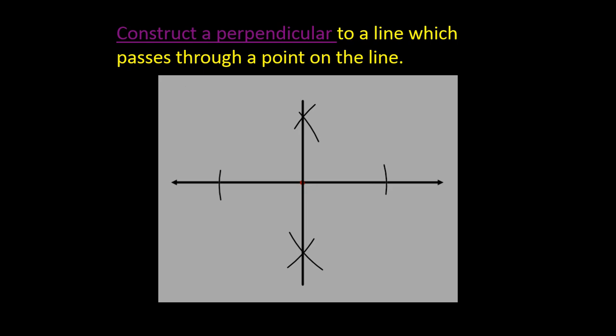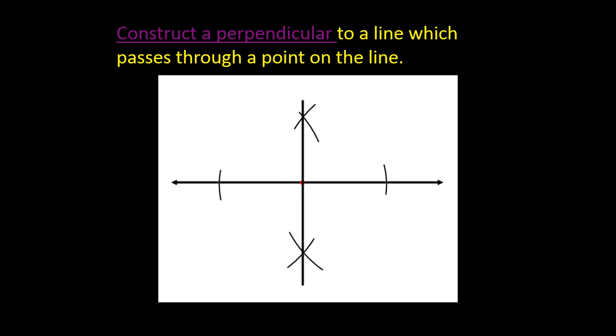Now if you think about what we saw in that construction, you may have noticed that there was a rhombus also in that construction. It's just what we're choosing to connect up that makes the construction that we're interested in. In this case, the perpendicular to the line, which passes through a point on the line.